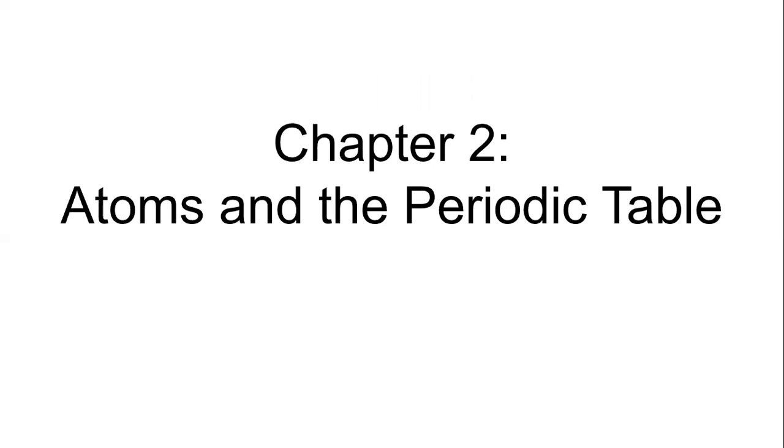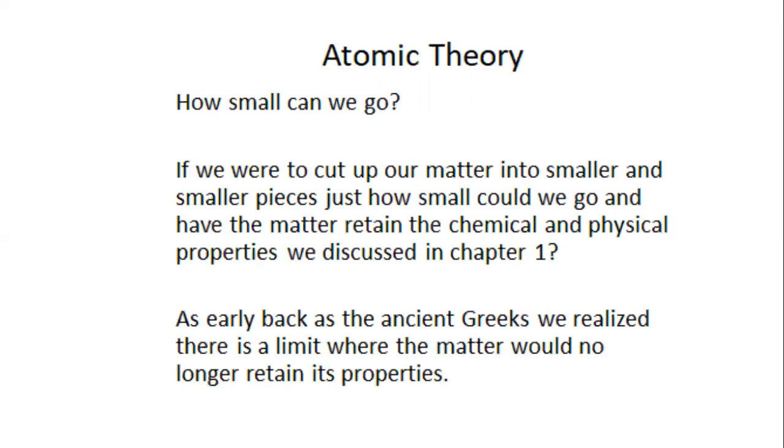And now we're going to talk about atoms and the periodic table. So let's introduce ourselves to atomic theory. This theory aimed to answer the question, how small can we go? So if we were to cut up our matter into smaller and smaller pieces, just how small can we go and have the matter retain the chemical and physical properties that we discussed in chapter 1?